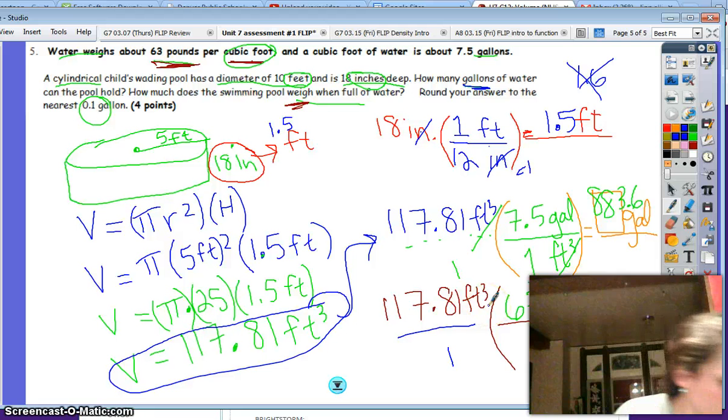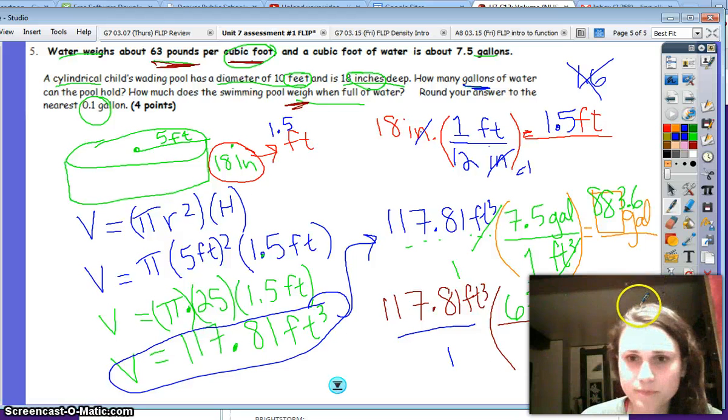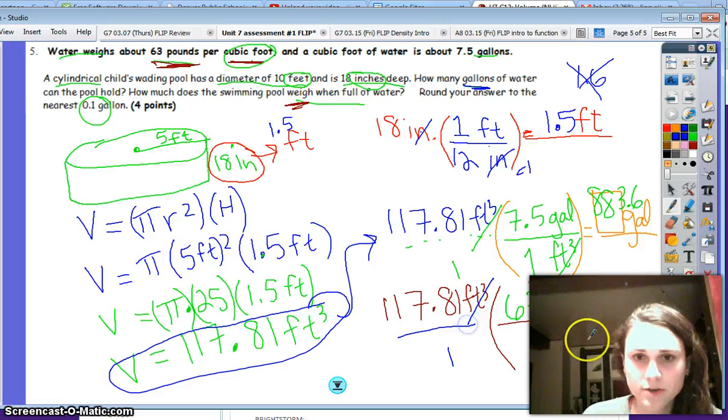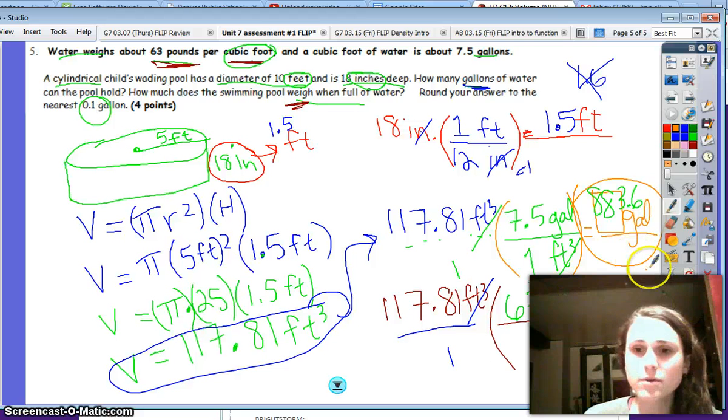117.81 times 63. Ooh, that's a really big number. 7,422 pounds, divided by 1 times 1 is 1. Feet cubed divided by feet cubed reduces to 1. I'm left with the unit pounds. This is so magical. So this swimming pool, not only do we know its volume in cubic feet, we also know how many gallons the pool is and how much the pool weighs.